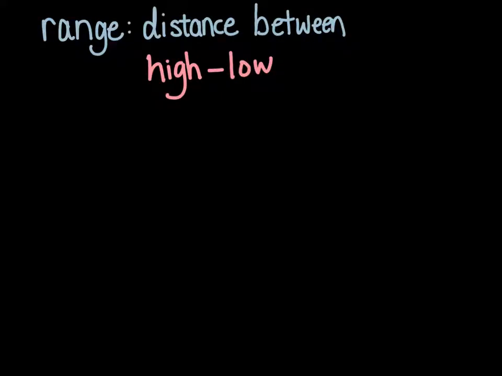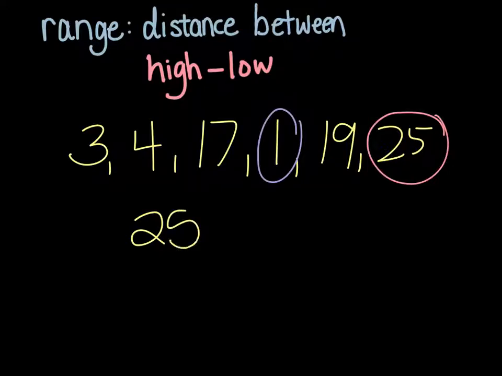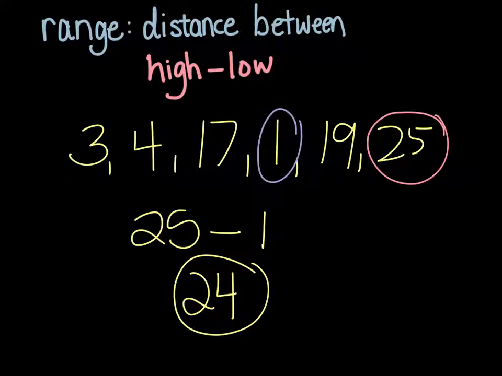All right, the final thing we'll look at quick is range. Range, we're talking about the distance between two numbers, or your high number minus your low number. So if we have, let's see, 3, 4, 17, 1, 19, 25. We've got a bunch of numbers here. We want to find the range. So I have to identify what's the biggest number I have on my list. Well, that's 25, right? That's my high number. And then what's my smallest number? It's just 1. So to find the range, I just do the high number minus the low number, and I find out that my range is 24. So the distance between my high and my low is 24.